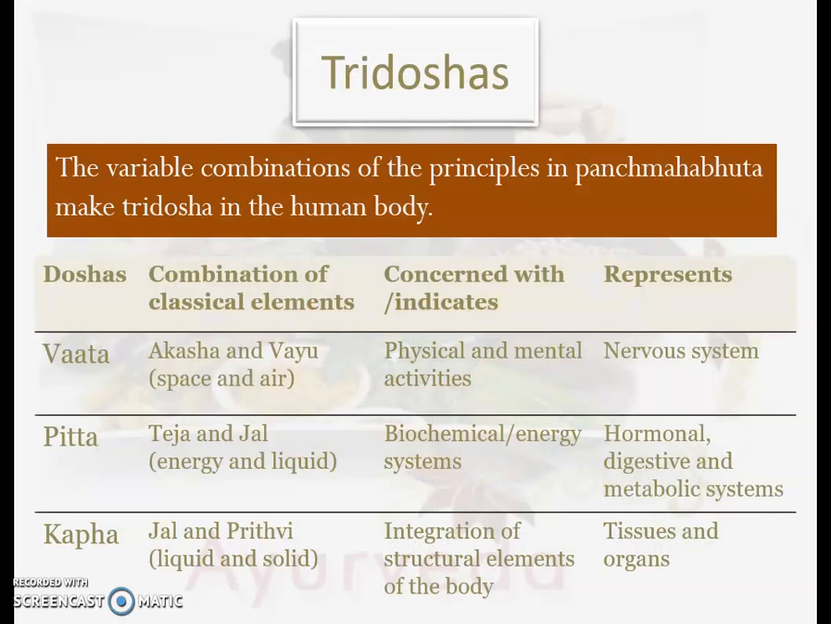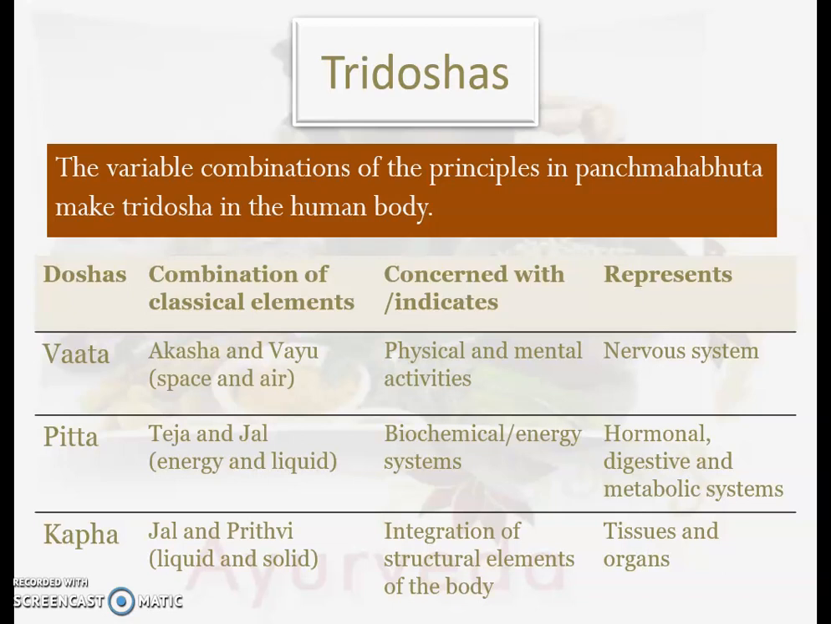The variable combinations of the principles in Panch Mahabhuta make the Tridosha in the human body. And it is thought that when the Tridosha are in equilibrium, the body and mind are healthy and a sense of well-being exists within a person. It is difficult to draw similarities between the philosophy and modern science, but we may agree that a sense of well-being exists in most of us when we are rested, well-fed and exercised. That is the three principles of good health: sleep, diet and exercise.